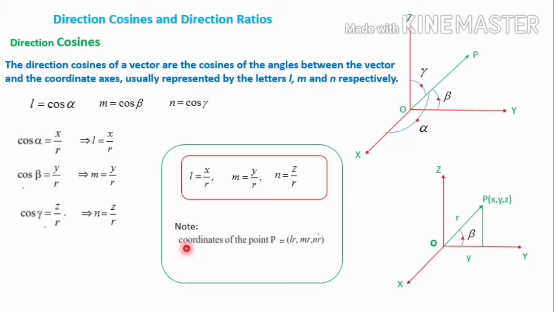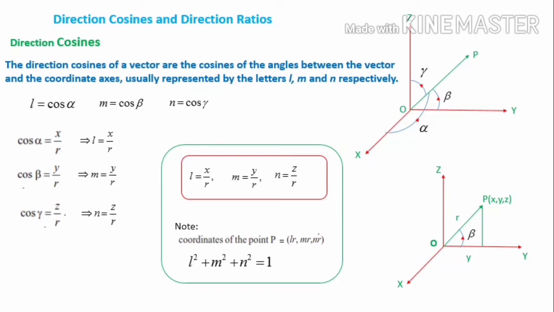Please note that the coordinates of the point P are written as x, y, z. Here the x value we can calculate from this: x is l into r, y is m into r and z is n into r. So the coordinates of the point P we can write as lr, mr and nr. X value is lr, y value is mr and z value is nr.